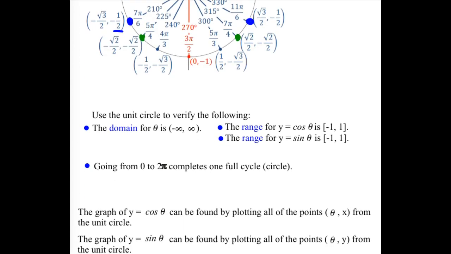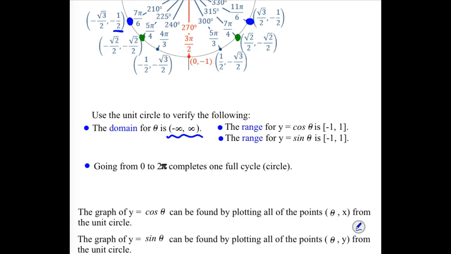It says use the unit circle to verify the following. The domain for theta is all real values. In other words, we can continue to spin around that unit circle as many times as we want. It just makes our angle get larger. If we spin in a clockwise direction, we would get a larger negative angle.